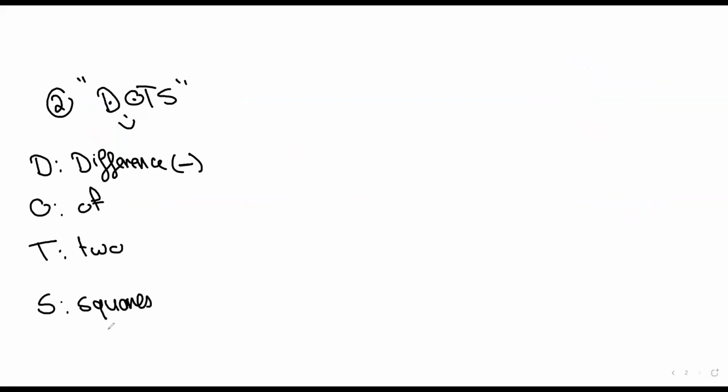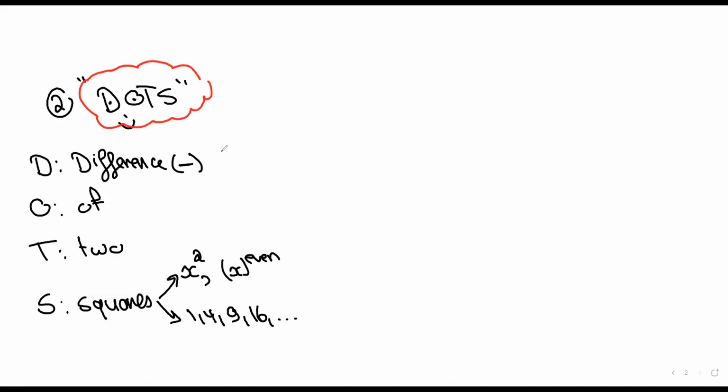And what I mean by squares is that if I have a letter that is raised either to the power of 2 or any letter that is raised to an even power, then this is considered as a squared item. And then you have the squared numbers, which are 1, 4, 9, 16, and so on. Now let's first remember, where do I get the DOTS?